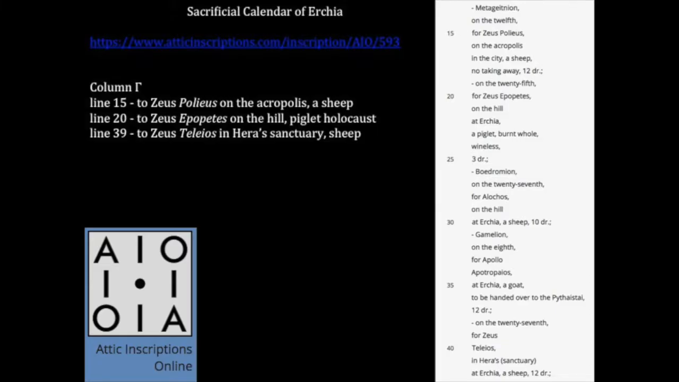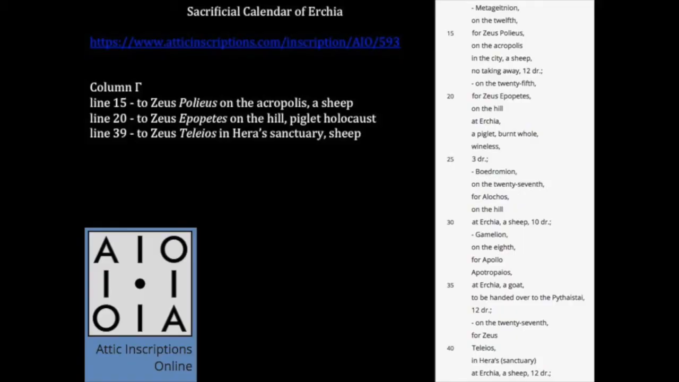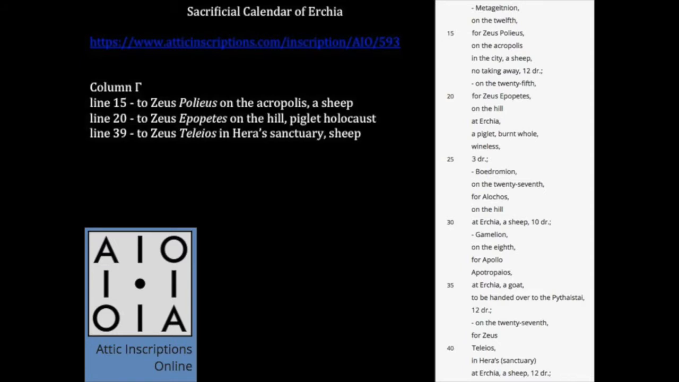Line 20, Zeus Epopeites on the hill is given the holocaust of a piglet. The piglet is burned completely because of the chthonic nature of this sort of sacrifice. Then potentially this is a more chthonic underworld Zeus. Then we go on to Zeus Teleos, perfect or married Zeus. And for a married man, he's being dedicated to in his wife's sanctuary, and again, a sheep.